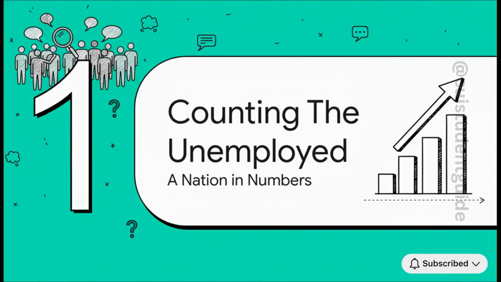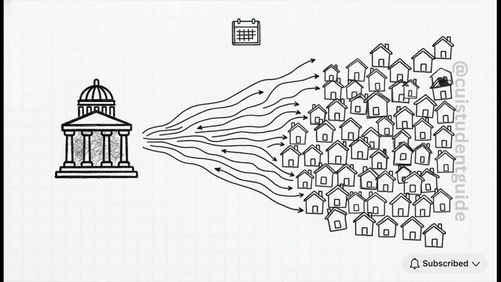Okay, so first things first, how do we even get this number? How does the government take a snapshot of hundreds of millions of people and distill it down to one single data point? It all starts with a massive survey. Every single month, the Bureau of Labor Statistics, you'll hear them called the BLS, reaches out and surveys 60,000 households. This is the raw material, the foundation for everything that follows.